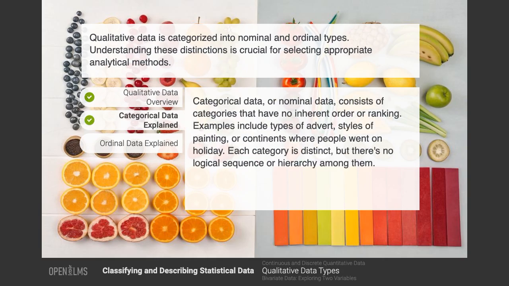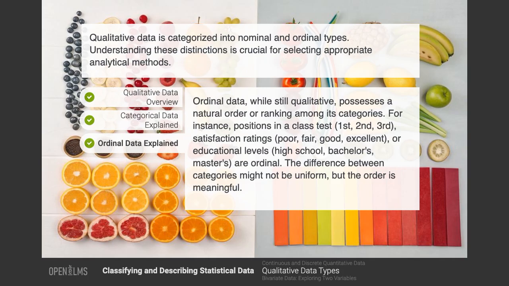Categorical data, or nominal data, consists of categories that have no inherent order or ranking. Examples include types of advert, styles of painting, or continents where people went on holiday. Each category is distinct, but there's no logical sequence or hierarchy among them.